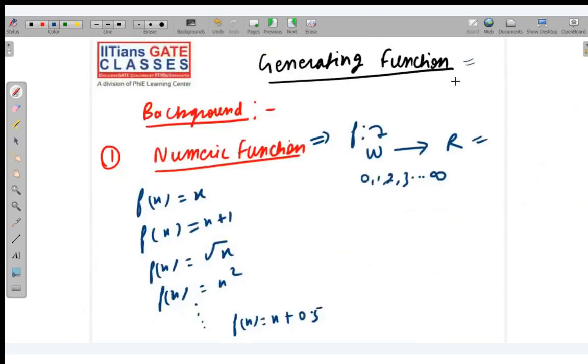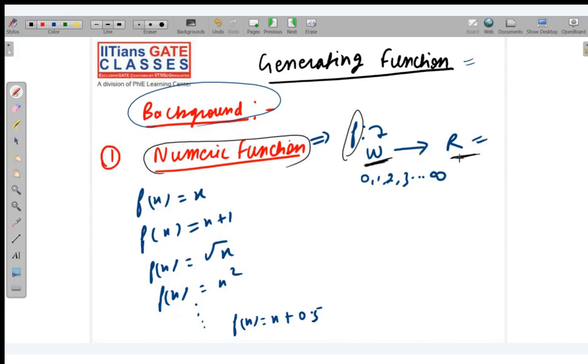So now we are going to start generating functions. So what is exactly a generating function? Don't worry, I will come back to it, but let me first make the background. So what is the background here? First, you should know what a numeric function is. A numeric function is nothing but a normal function from whole numbers to real numbers. What is a function? Function means mapping only.